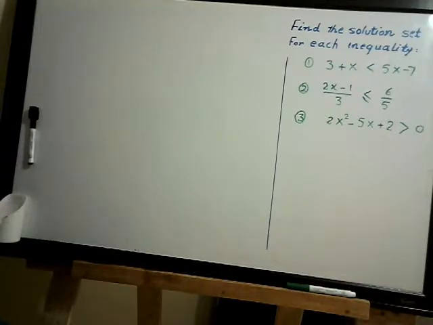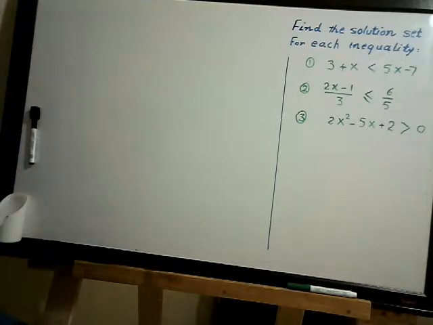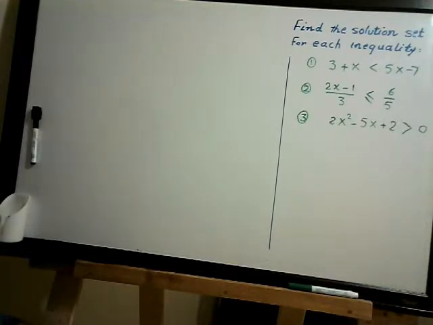In other words, any inequality is true for certain values and not true for other values. So we want to determine which values make it true. These values, we call the solution set. We will see now how to find these.